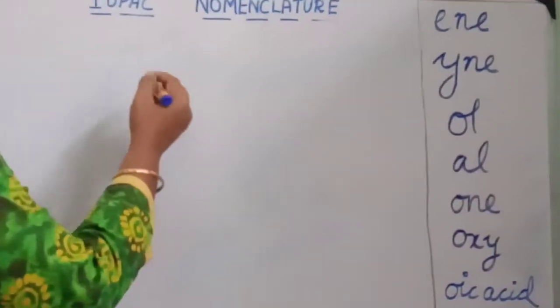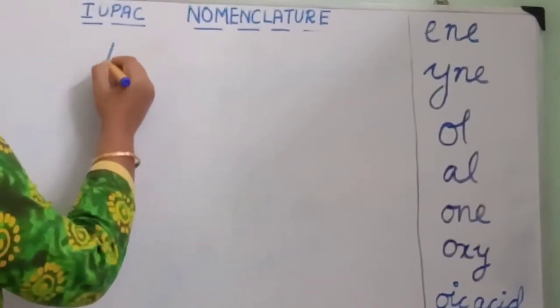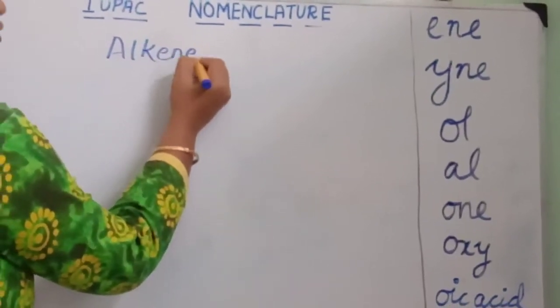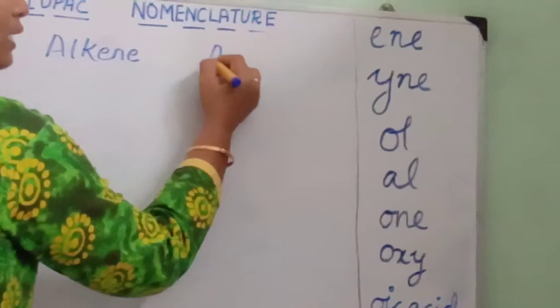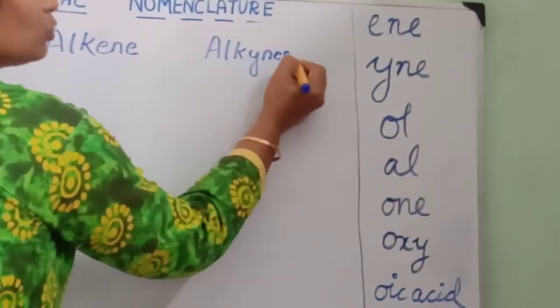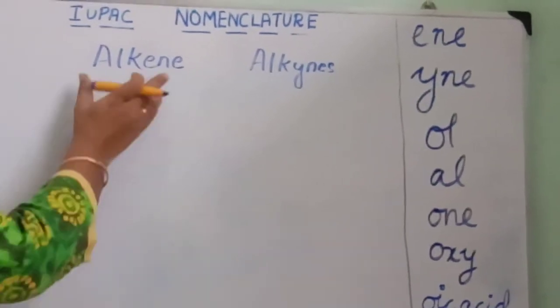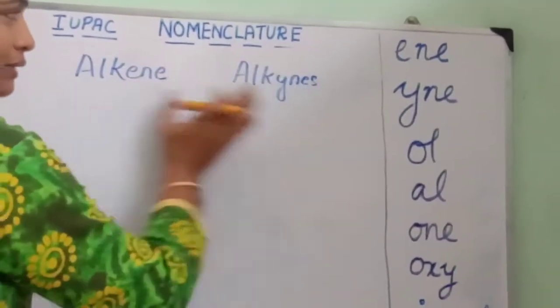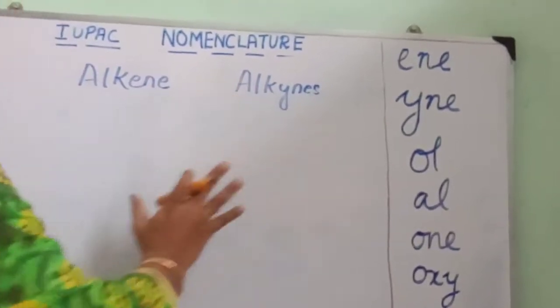Now, as we know, what is an alkene? Alkenes are compounds with double bonded structures and alkynes are compounds with triple bonded structures. So today we are going to learn how to name alkenes and alkynes. The naming is exactly the same type.